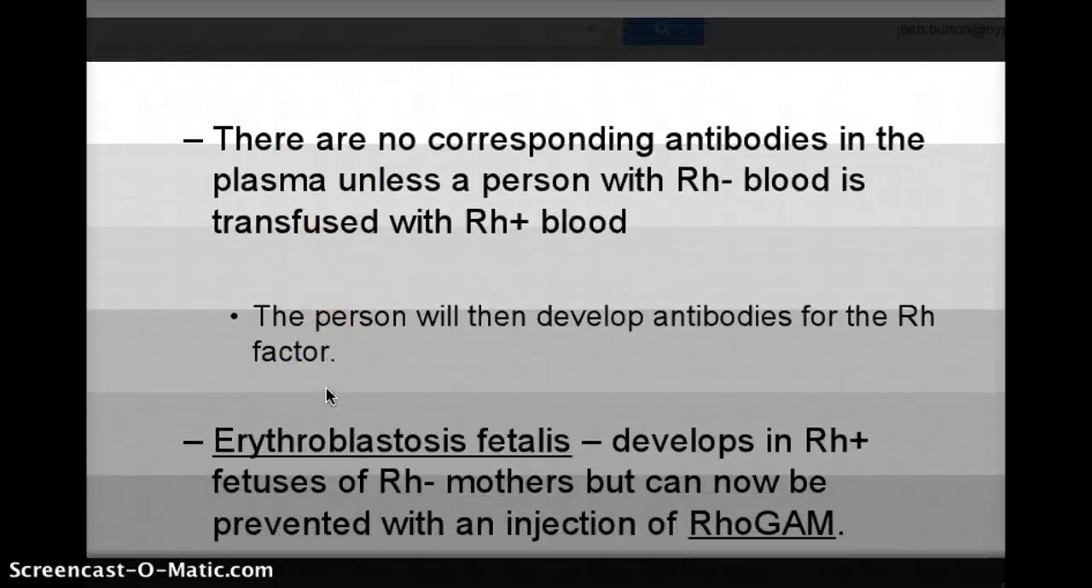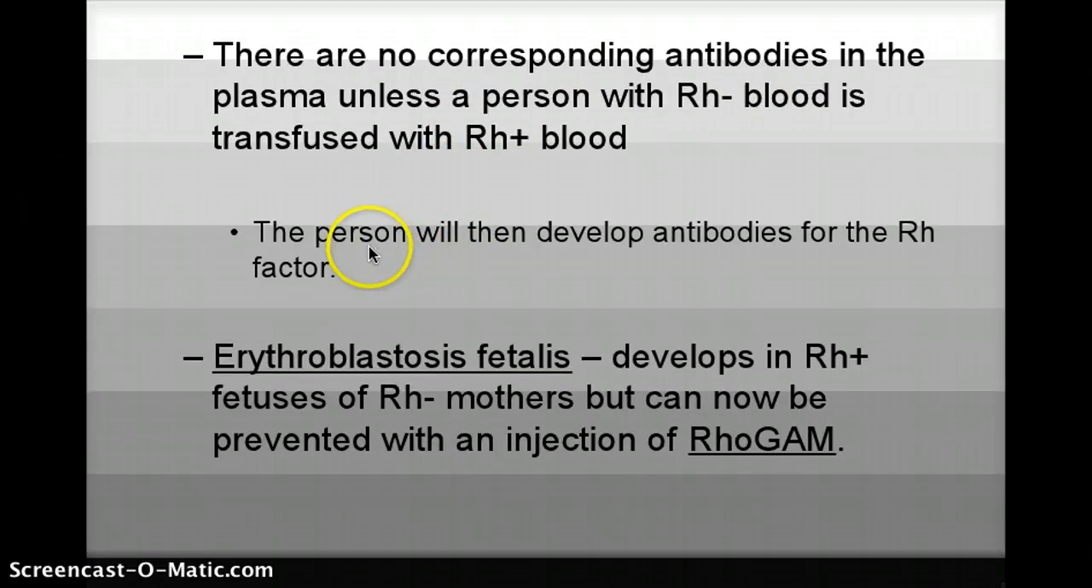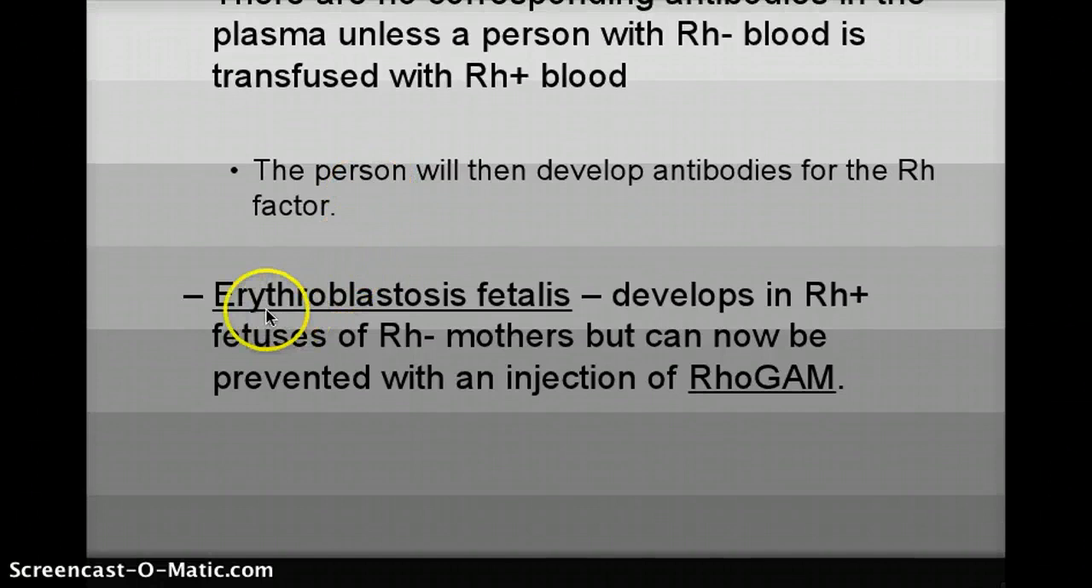Alright, there are no corresponding antibodies in the plasma unless the person is going to have this. Okay, Rh negative blood is transfused with Rh positive, which means that at the very beginning in development, a person typically does not have it, so they're going to develop this adverse reaction later on.